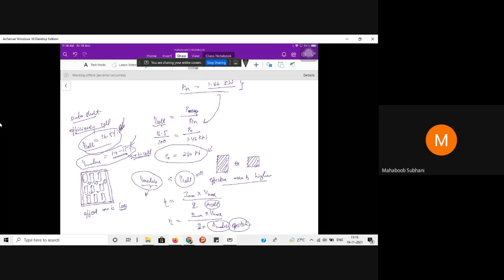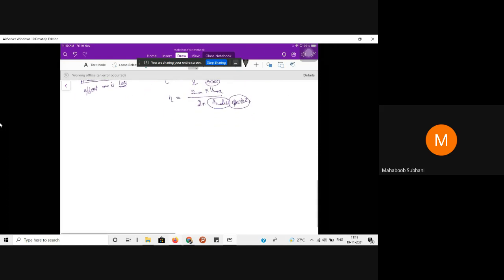And this efficiency will vary from material to material. We will see a few materials that are considered in this kind of application and how the efficiency varies for these applications.